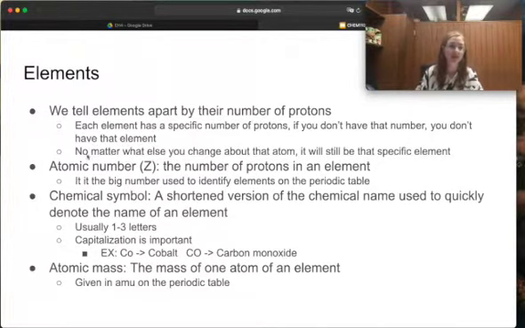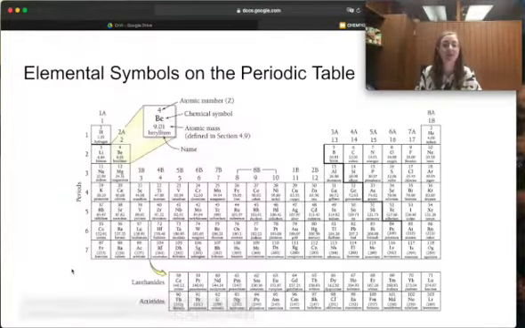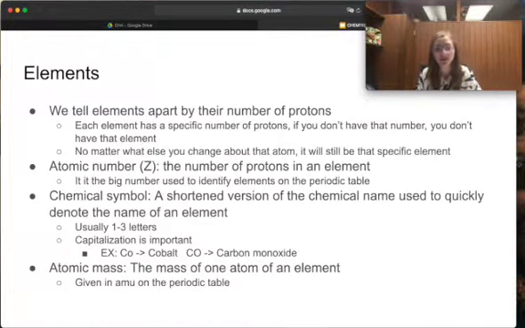Other things you might see about each individual element on the periodic table are their chemical symbol and their atomic mass. So the chemical symbol is just a shortened version of the name. Again, chemists are lazy. We don't want to write out the words all the time. It's a waste of time for us to do that. That's time that could be spent doing science and more experiments if we weren't writing down letters all the time. So we have some shortened versions of the chemical name to quickly denote the name of an element.